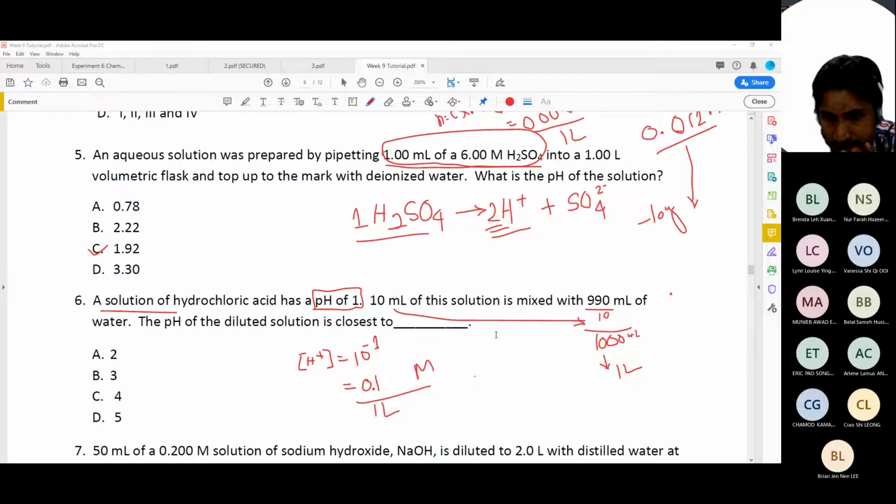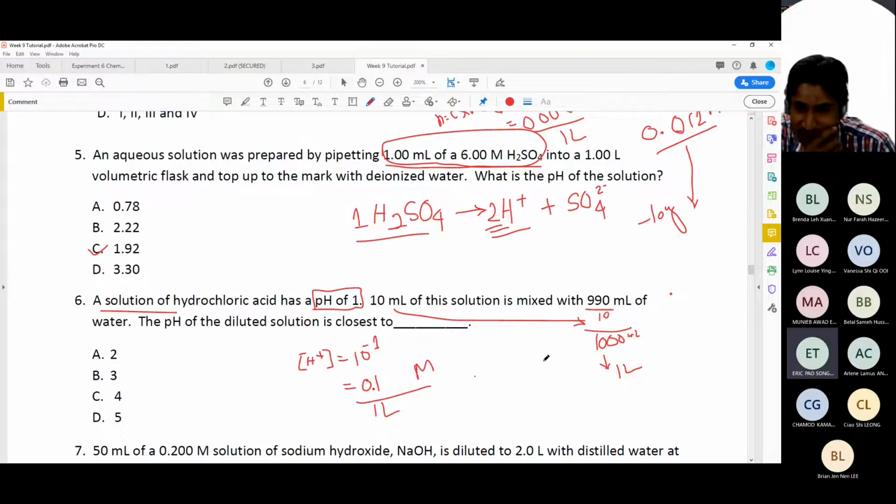What mistake did I make here? Sir, yeah, 10 power of -1 should be negative, the concentration, right? Yes. So I think we need to multiply the 10 milliliter first to get the moles, and then add with the 990 milliliter to get back to the concentration. Exactly. Thank you very much.